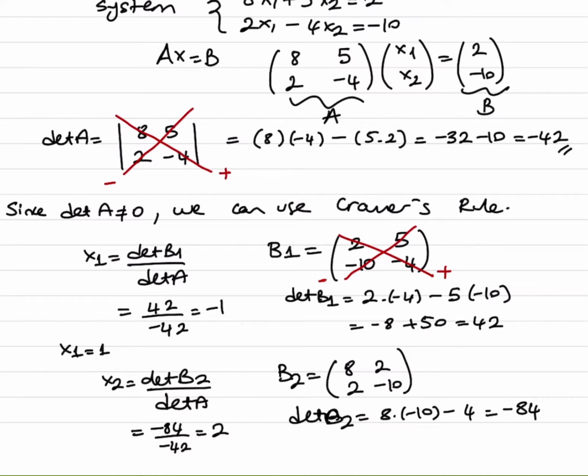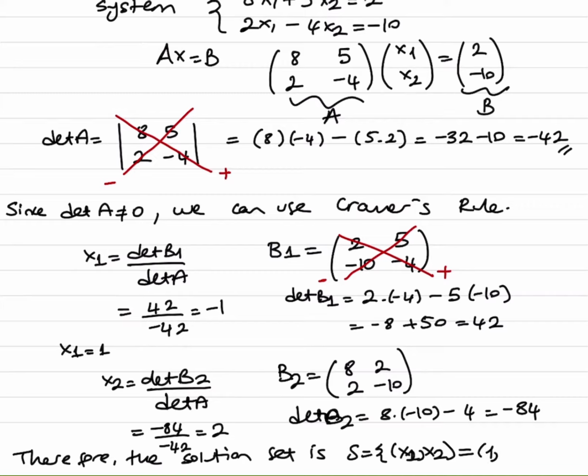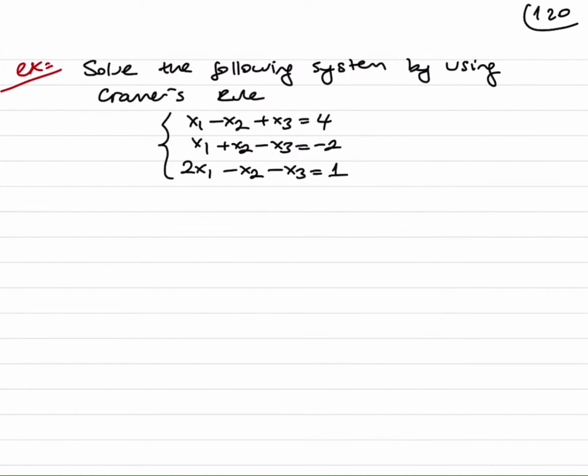So what is the solution? Therefore, the solution set is S, and we have a unique solution, x1, x2, which is equal to minus 1, 2. Great, okay, let's do another example.